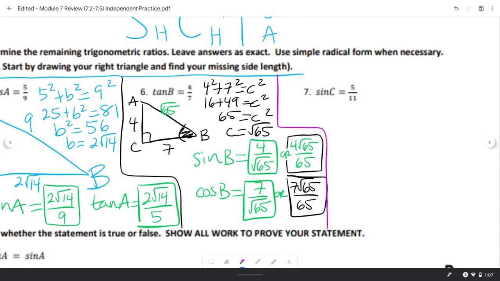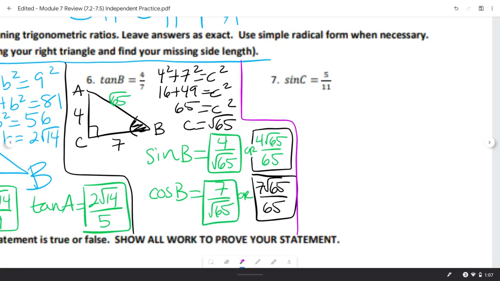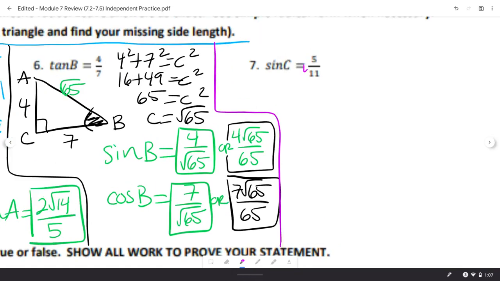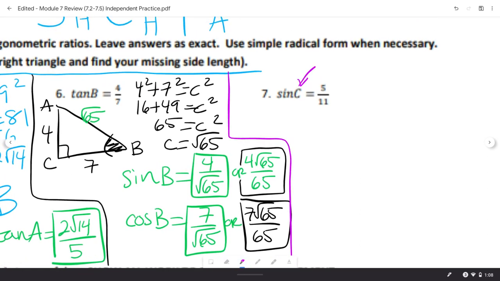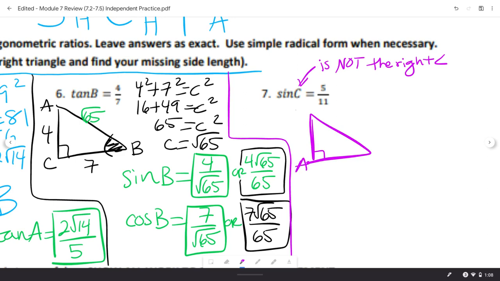For the last one, notice it says sine of C. Even though it says sine of C, I'm not going to continue with this triangle. Your C, whatever variable they give you, can't be the right angle. So I'm going to make a little statement. Even if it says C, it doesn't matter. So this is not the right angle. So when I make my triangle, I'm just going to change my position for the C. So I'm going to just go A, B, C. Whether you're given A, B, or C, or D, or E, or F, doesn't matter. It can't be your right angle, okay?